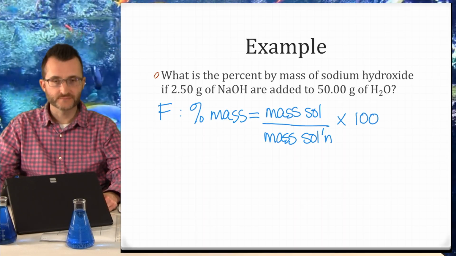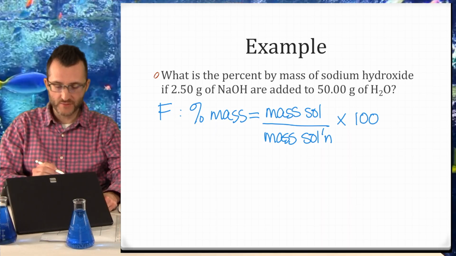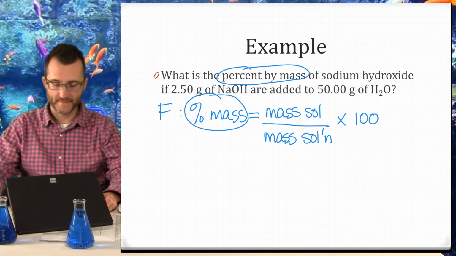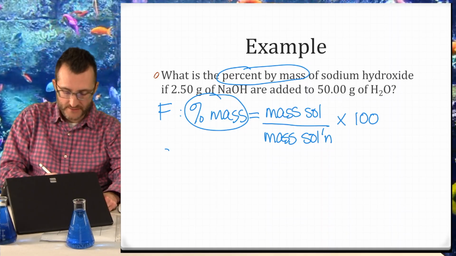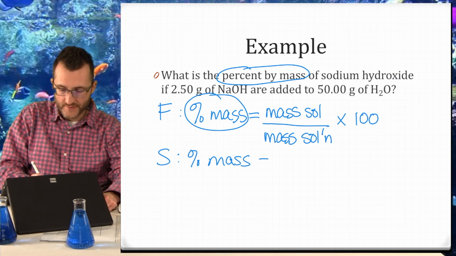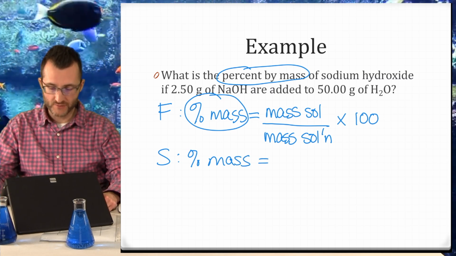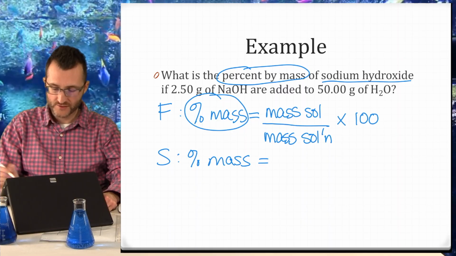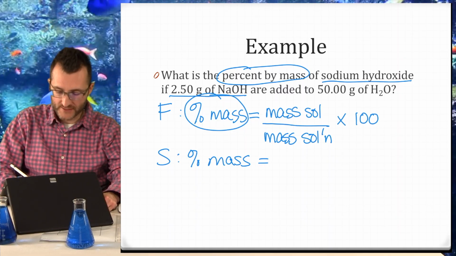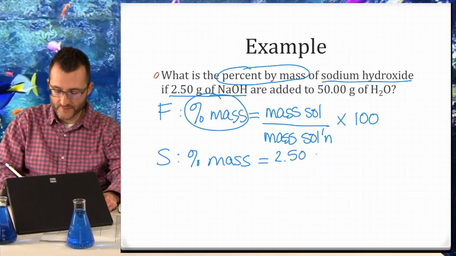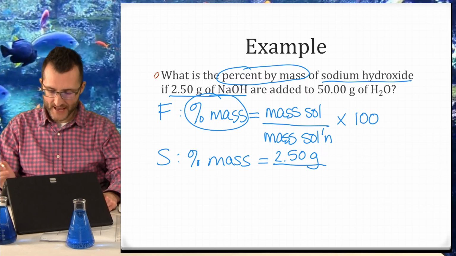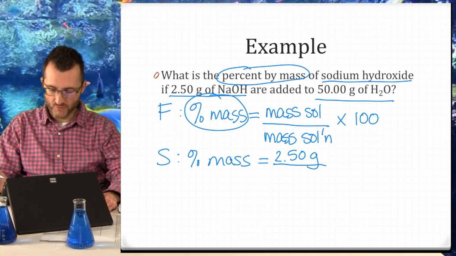Now what is the question asking for? Looks like we want to find the percent by mass, so I'm circling that. Perfect, let's substitute. Percent mass equals the mass of the solute, which is what I'm dissolving. That looks like sodium hydroxide. I've got 2.50 grams of sodium hydroxide, so I'm putting in the 2.50 grams. And then divided by, I've got 50 grams of water.